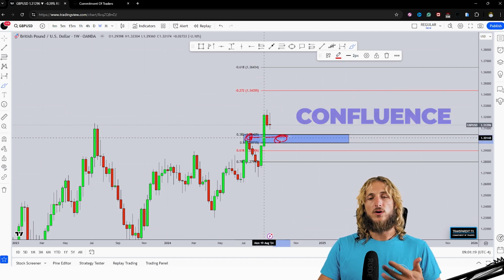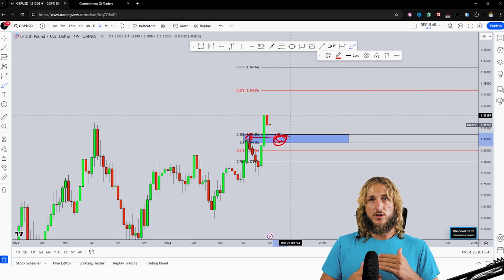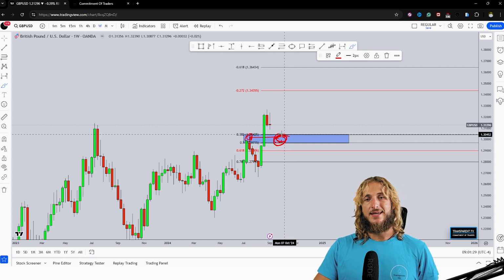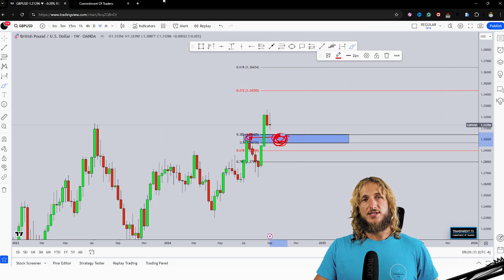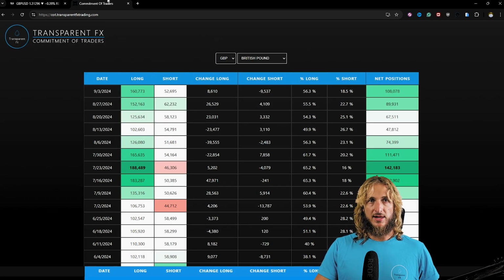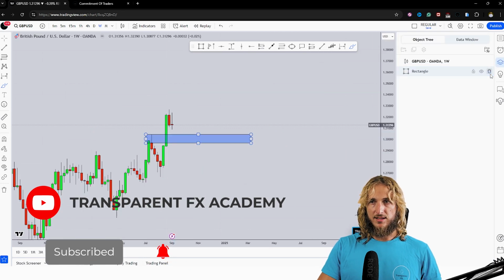And this creates confluence of support inside of this zone because we have multiple layers of support lining up in the same area of price, which increases the probabilities of seeing institutional longing inside of this zone. And we will be speaking about institutional longing in just a few minutes when we move to the commitment of traders analysis. For now, let's keep this in mind and drop down on the daily time frame.